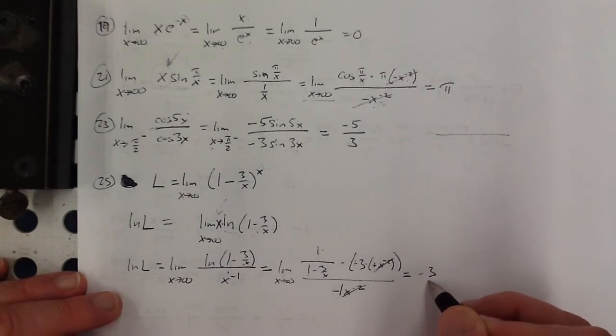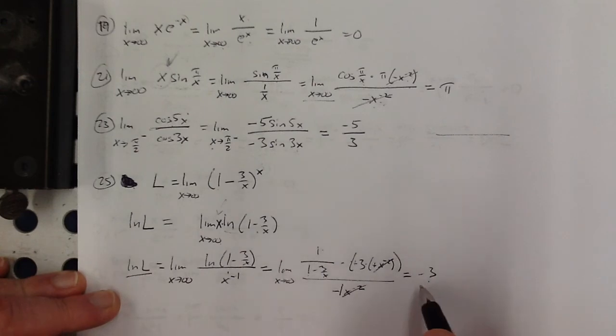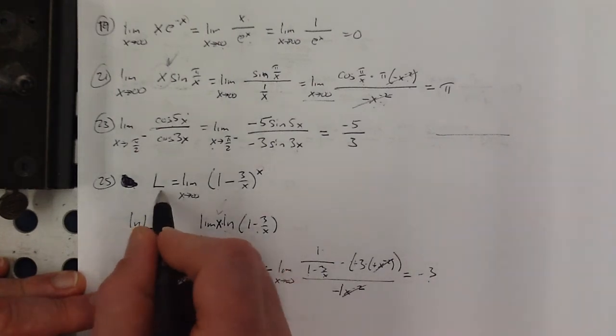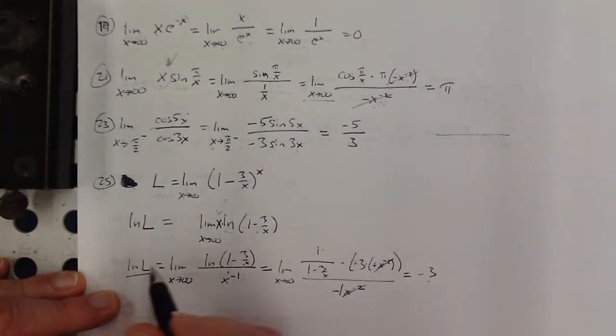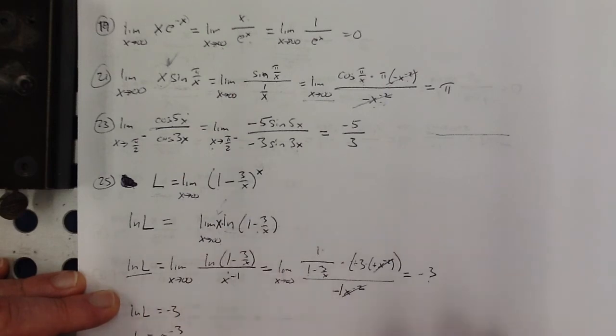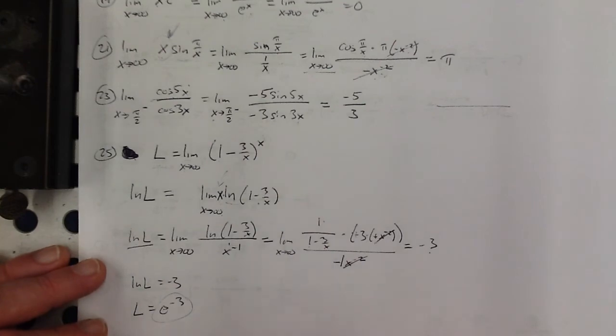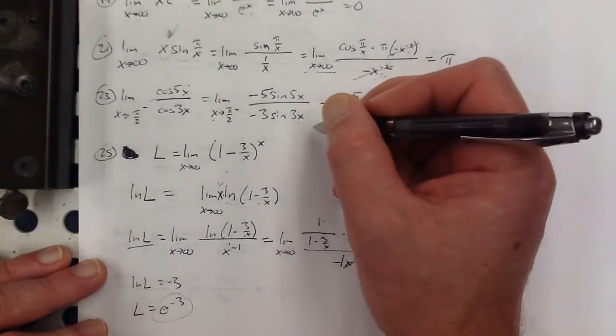And is that the answer? Almost. Natural log of what we're looking for. We're looking for L, right? Whatever L is. The natural log of L is equal to negative 3, which means L is equal to e to the negative 3. That's the answer. And that's what L'Hopital type 3 feels like.